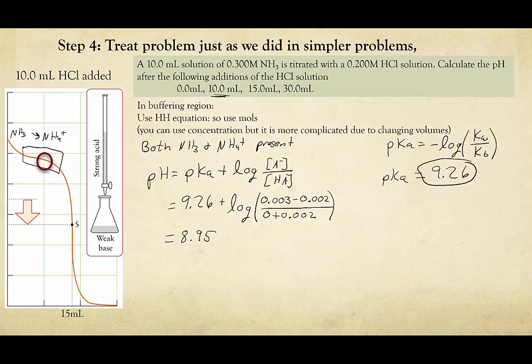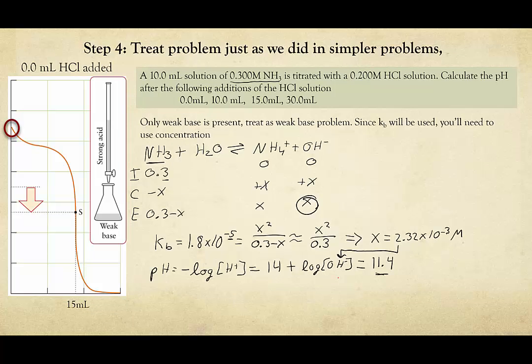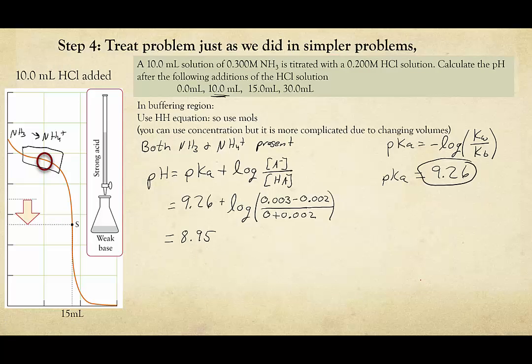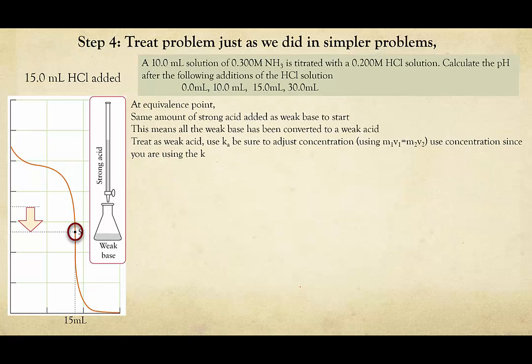Let's make sure this makes sense. In the last slide, when we started, we had an 11.4 pH. We added strong acid, which was converted into a weak acid, leaving us with a pH that is lower, but not too much lower. Let's move on.